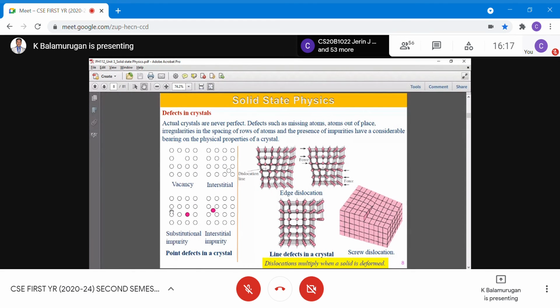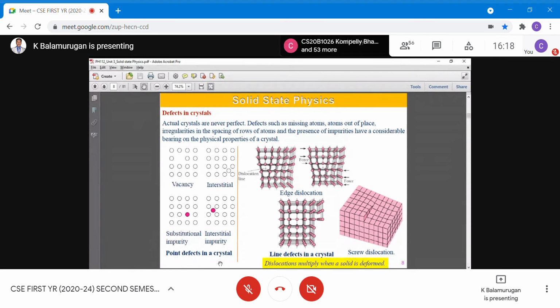So such a type is called a substitutional impurity. Or this pink colored atom can be at an interstitial position, as an additional atom in the perfect crystal system. So it is called an interstitial impurity. These are called point defects in crystals. This is what I said earlier.